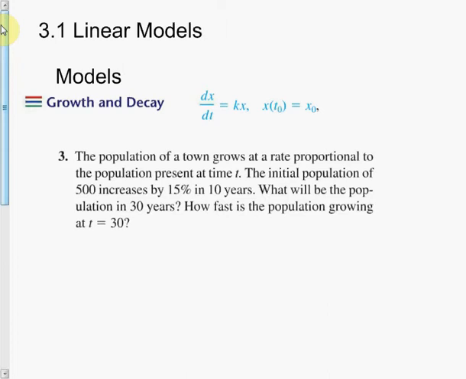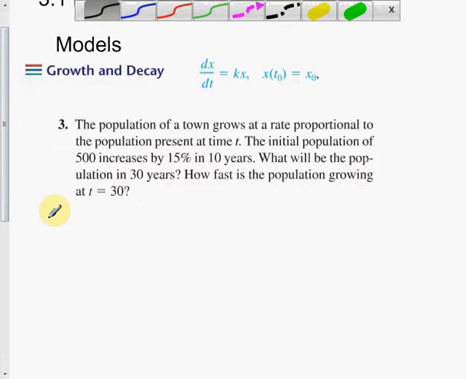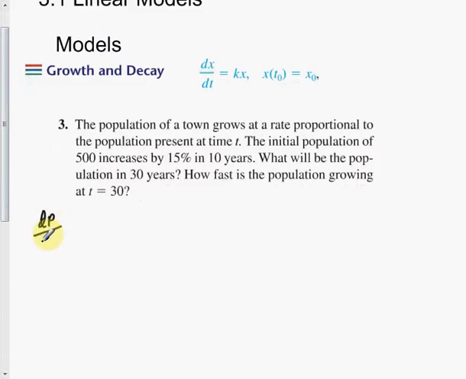The population of a town, we're going to use that equation up there for growth. Decay, you remember, you put a negative in front of the k, but for growth, dP over dt is equal to k times P. The population of a town grows at a rate proportional to the population present at time t. So I'm going to write that as dP over dt is equal to k times P.